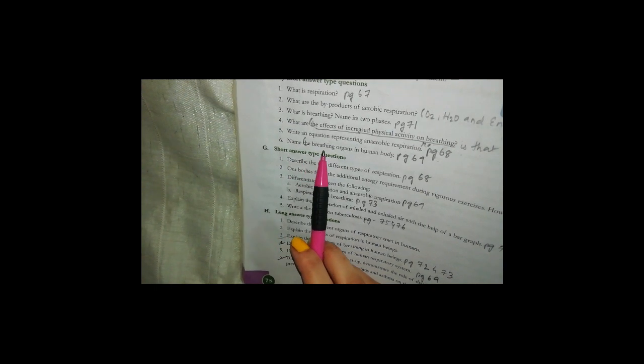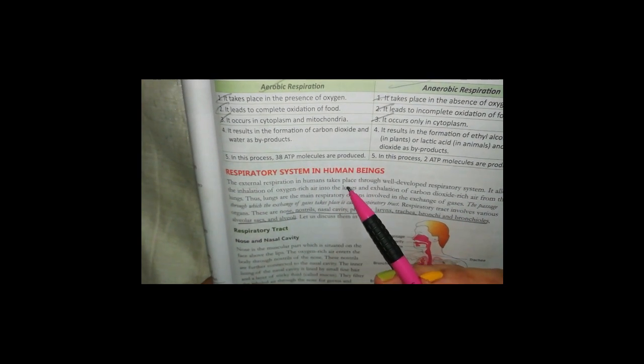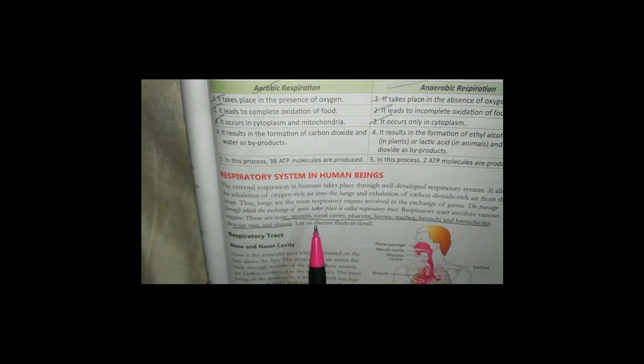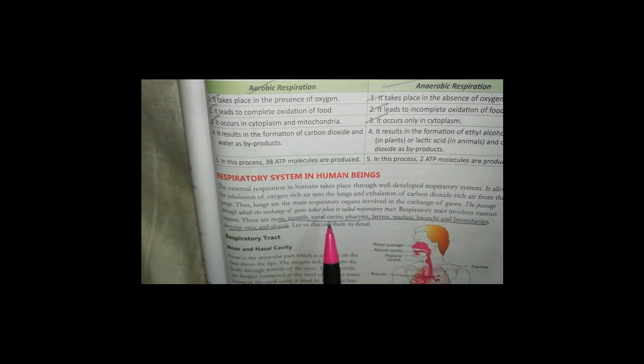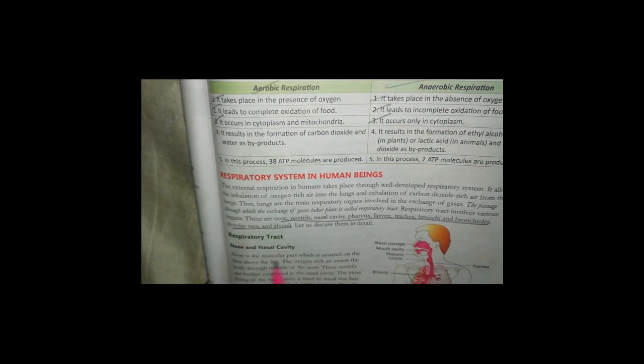Next one, name the breathing organs in human body. For this you turn to page 69. Before you turn to page 69, you mark from the question the breathing organs in human body and then you write here are. And then you turn to page 69. You can see under the heading of respiratory system in human beings, you count 1, 2, 3, 4, 5. The fifth line, you start here: are nose, nostrils, nasal cavity, pharynx, larynx, trachea, bronchi and bronchioles, alveolar sacs and alveoli. You write up to here. Okay, let's move on to the next.